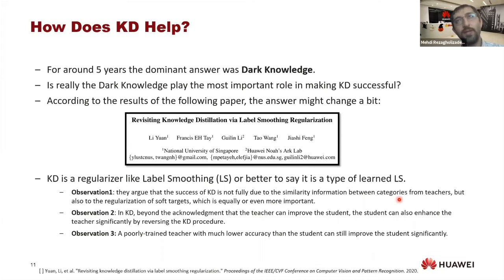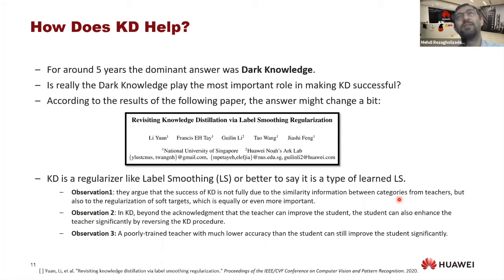So what they observed was that they experimented on applying knowledge distillation, but instead of distilling the knowledge of the teacher to a student, they did the reverse process. They distilled the knowledge of the student to the teacher. And still they saw some improvement in the performance of the teacher after doing this, which is really surprising.